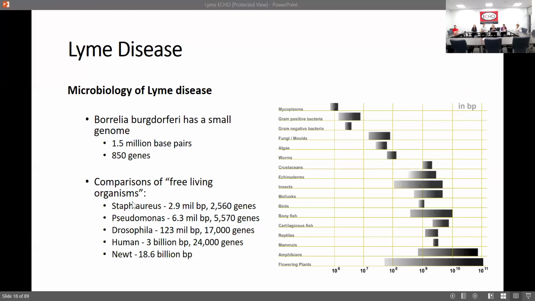So I put some other comparison organisms on here, and it's much simpler than things like staph and Pseudomonas, humans. Plus, then I got really excited to see what the most complicated animals in the world are. You know, amphibians. I guess you got to be pretty complicated if you can turn from a tadpole into a frog. That's pretty cool.